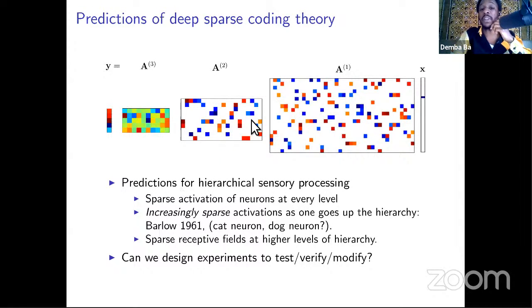So my model relies on this assumption that in neuroscience, we think of these matrices here as synaptic connectivity between regions. My model has this assumption that that synaptic connectivity should be sparse. And one of the things I've been thinking about with neuroscientists is, can we actually test out this model using experiments? Can we verify this model? Can we modify it, and so on and so forth?